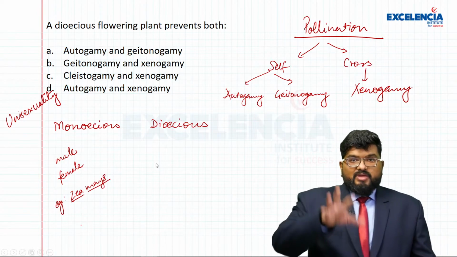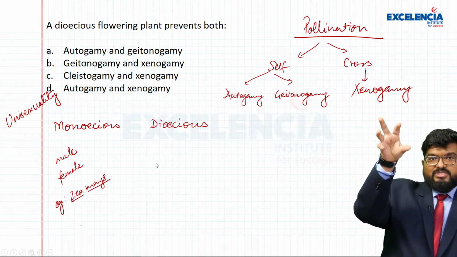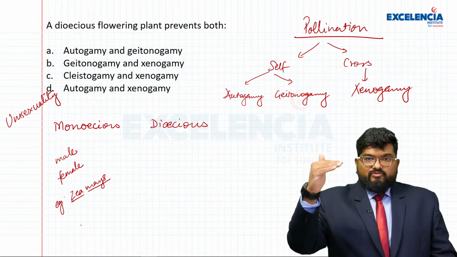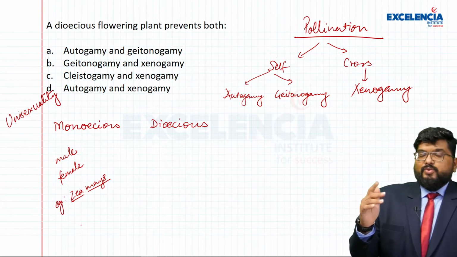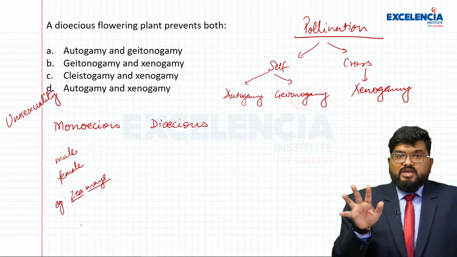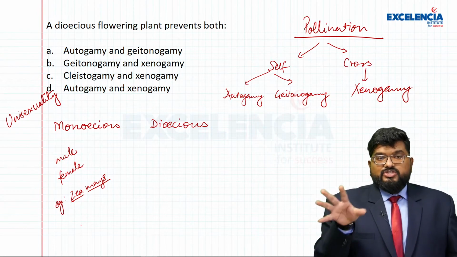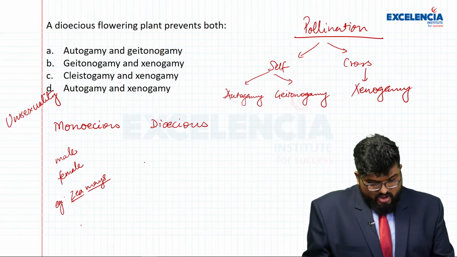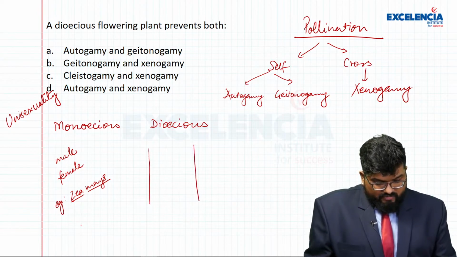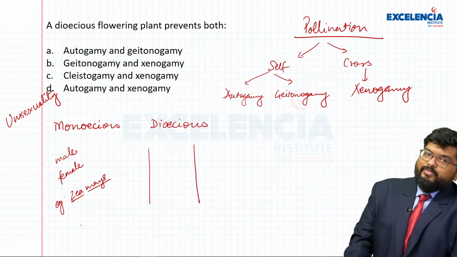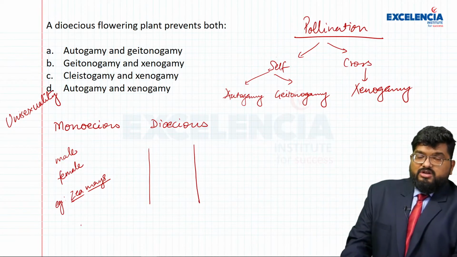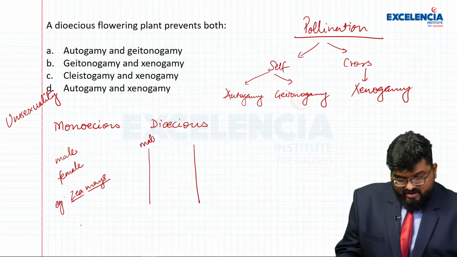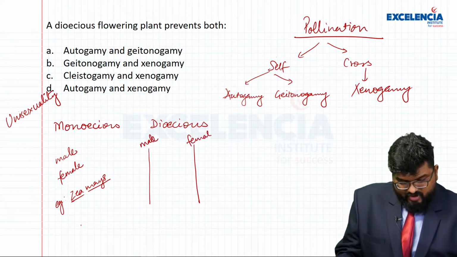Yeah, you have the male flower at the top, the male inflorescence is at the top, and the female inflorescence is at the lower levels. Okay, so here what we have is monoecious condition. Dioecious condition is where you have two different plants altogether, which show you either the male flower or the female flower.